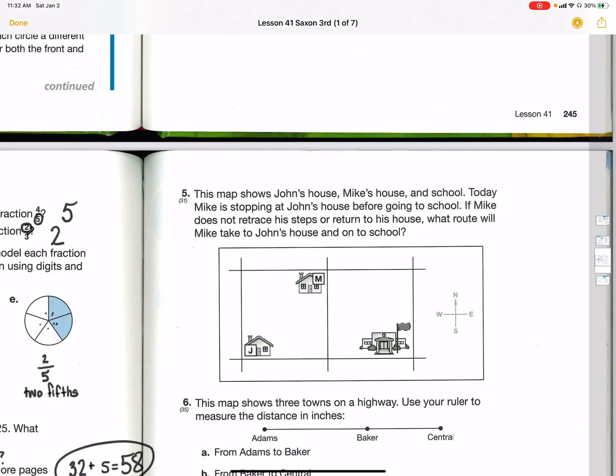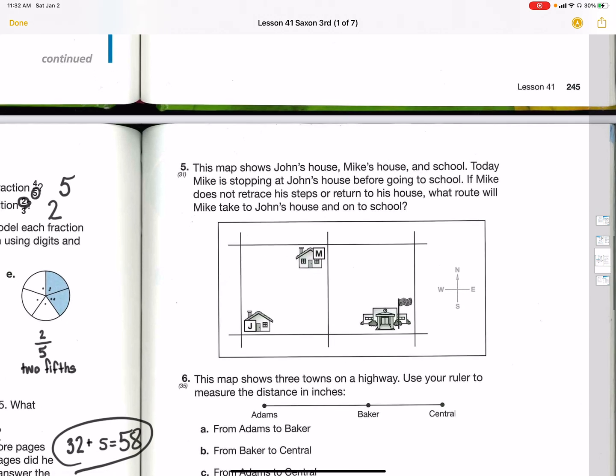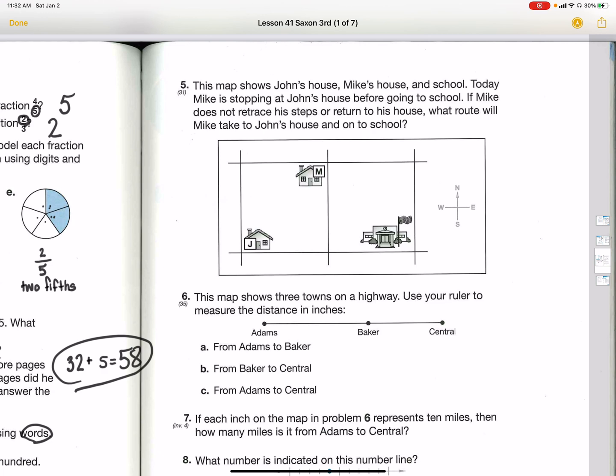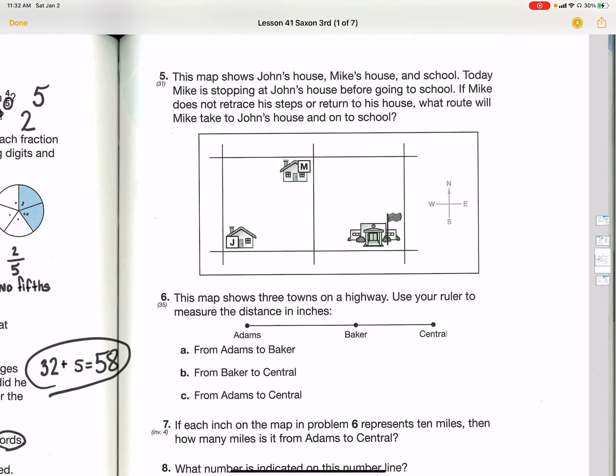Number 5, this map shows John's house, Mike's house, and school. Today Mike is stopping at John's house before going to school. If Mike does not retrace his steps or return to his house, what route will Mike take to John's house and onto the school? So, let's see. Mike is stopping at John's. So Mike could go west a block, then south a block, and then east 2 blocks.